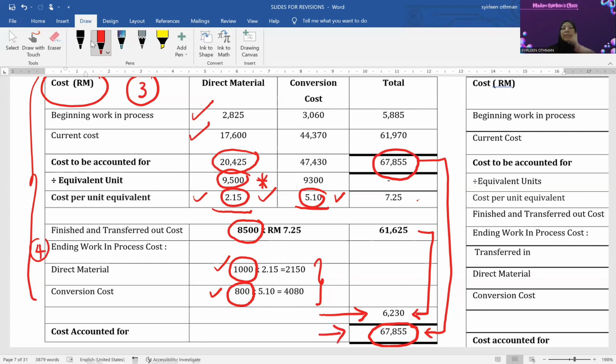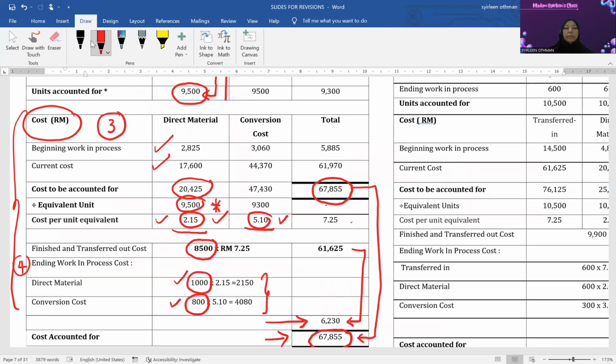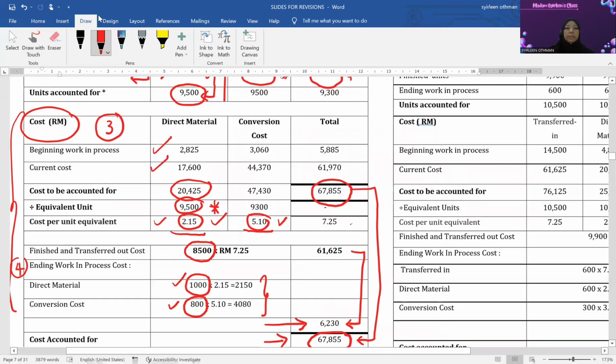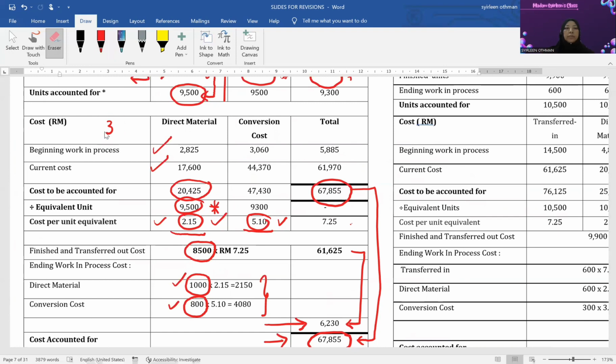So kita takkan dapat nilai itu sama dengan total dekat cost to be accounted for. Sebab you dah anjakkan sedikit nilai dekat cost per unit tadi. Tapi if you calculated the cost per unit and you get the nilai yang tepat, okay, so there won't be any difference lah between these two. Okay, alright. I'm gonna make the slide a bit smaller.